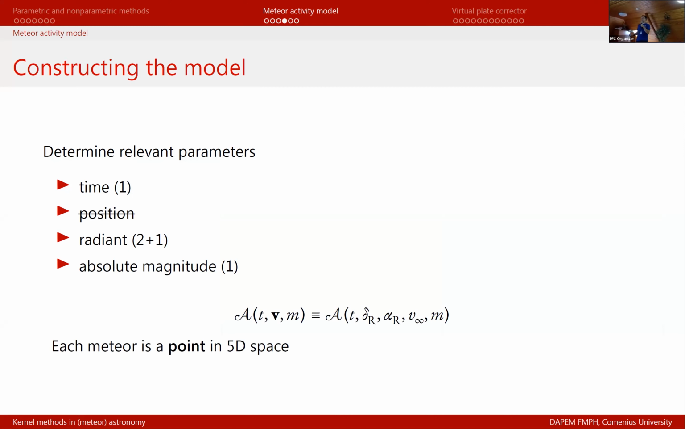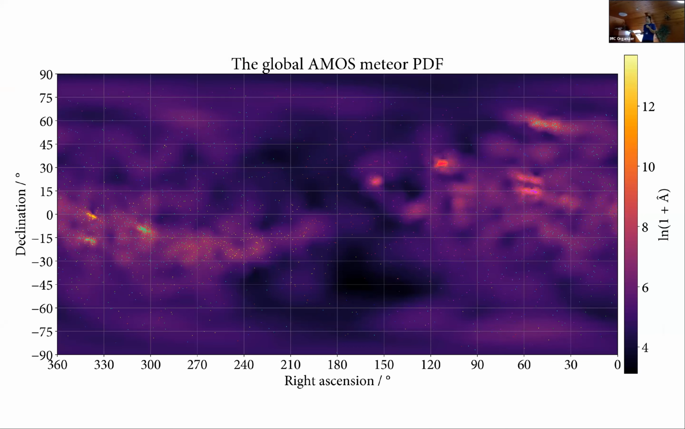So we obtain a 5-dimensional space. A meteor is described by a single point in this 5D space. And what we're trying to do is to estimate the probability that a meteor with this set of combinations is bound to arrive at some time.